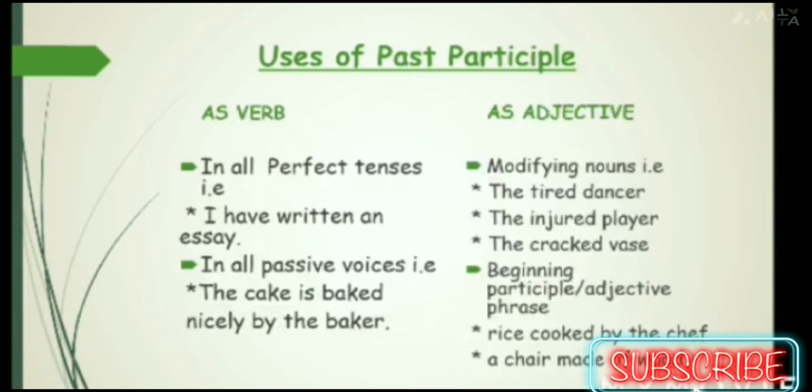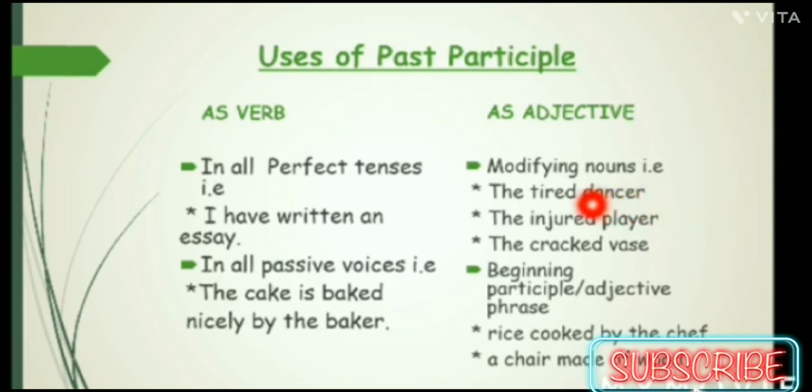Of past participle, again as verb and as adjective. Verb, we use past participle in all the perfect tenses, like I have written an essay, I had written an essay, I will have written an essay. And then the second use as verb is that we use past participle in all the passive voices, like the cake is baked nicely by the baker, the cake was baked nicely by the baker, the cake will be baked nicely by the baker.